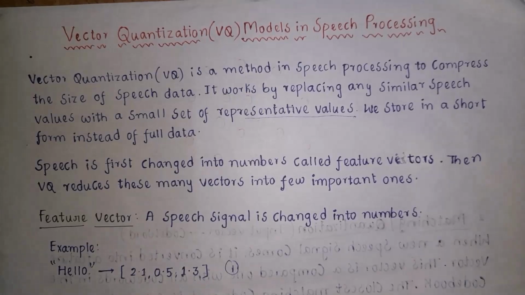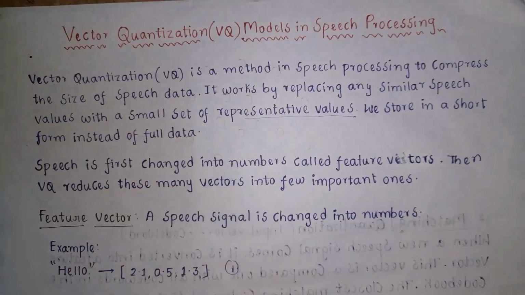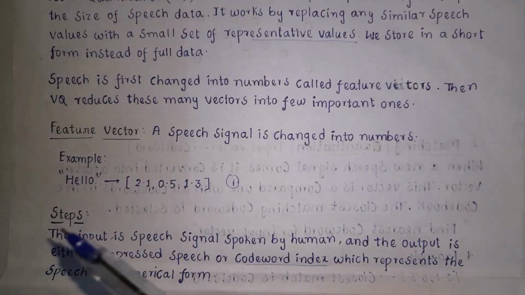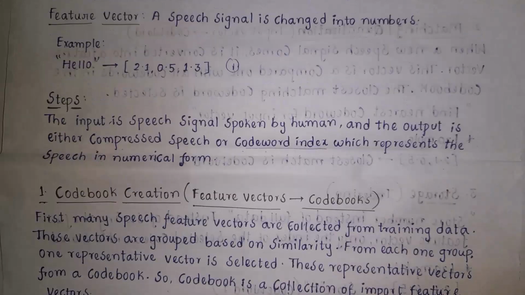At first, whenever we speak, our speech is changed into numbers. We call those numbers feature vectors. And then the vector quantization method will reduce all these vectors into various groups. So our speech signal, which is changed into numbers, we call these numbers feature vectors. Whatever we speak, we call it input, and the vector quantization method will give output, that is nothing but it will give compressed speech, or it will give a code word index number to our particular speech.